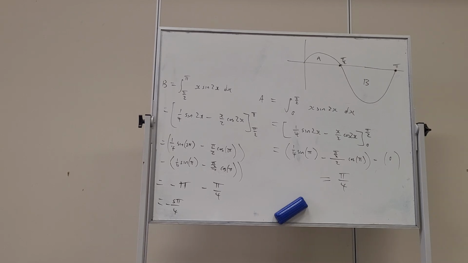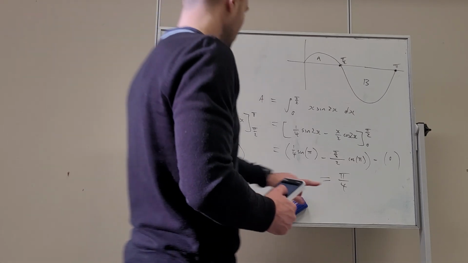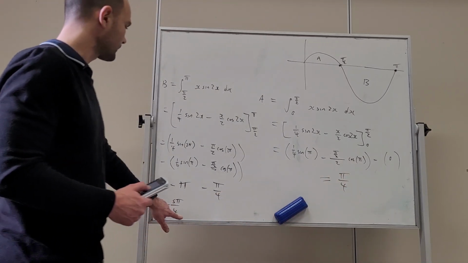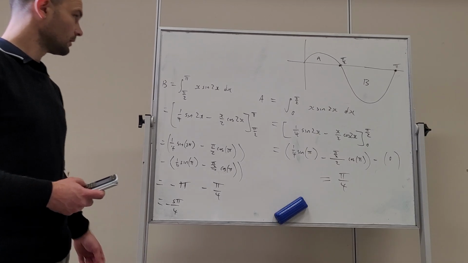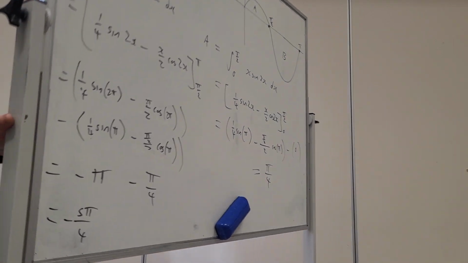Pi on 2 to pi, x sine 2x. That's a lot of the other one. X sine 2x. Yep, so that's correct. This isn't for some reason, it should be 3 pi on 4. Missing a negative. I'll spin it around and I'll have a look in a moment. Let's do the last one.